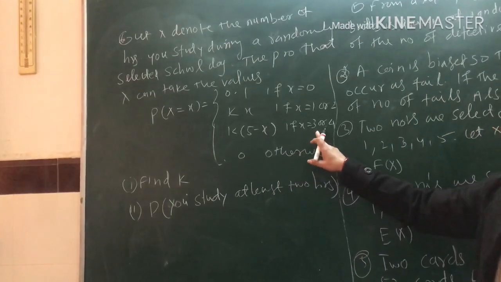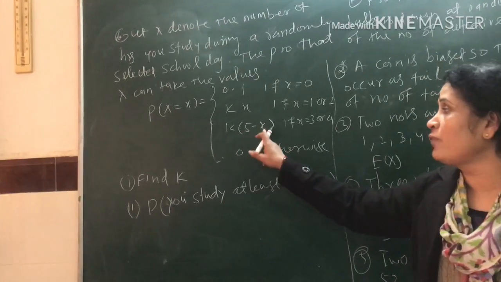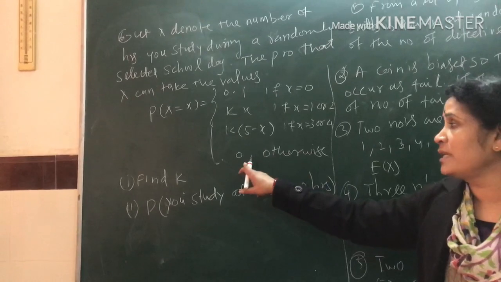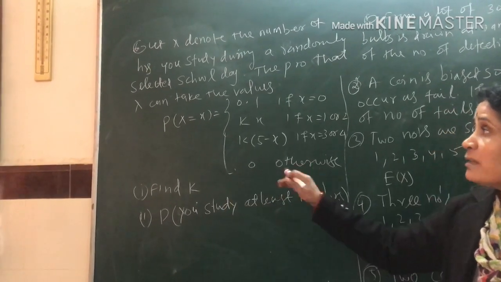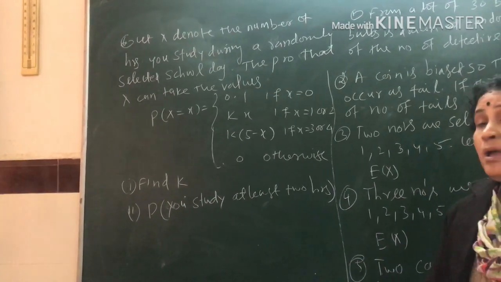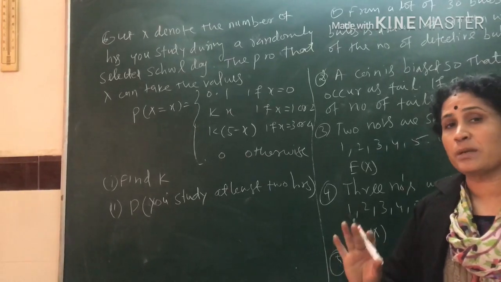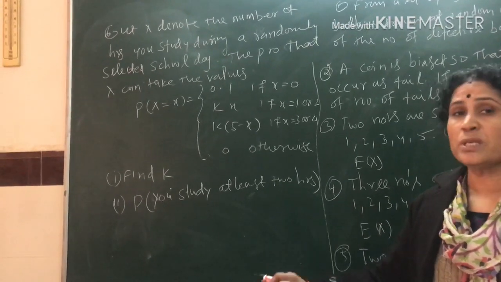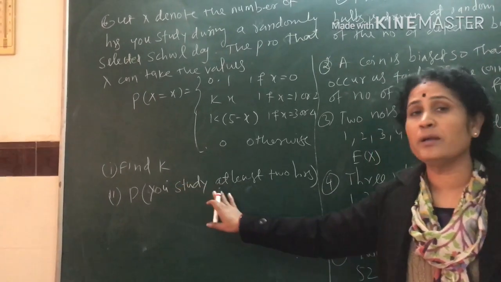And they are saying x is equal to 3, 4, then k into 5 minus x. Otherwise, they are saying 0. So you have to find, they are saying it is a probability distribution. Probability distribution means what? Summation p equal to 1. Using that, you have to find the value of k and another one.